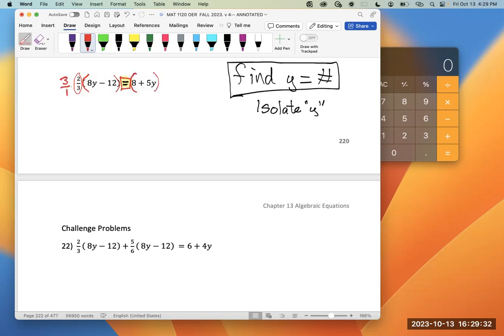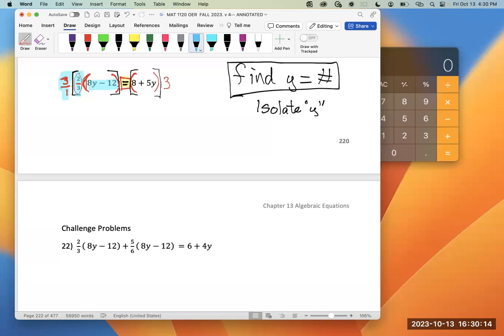Now, I'm writing parentheses around the right side because I have to multiply the entire right side and the entire left side by the same thing. Notice on the left side, I have 3 factors, 3 things that are being multiplied together. I have the number 3, which I've written as 3 over 1 on the left, times the fraction 2/3, times the quantity 8y minus 12. Then on the right side, I have 8 plus 5y that is multiplied by 3.